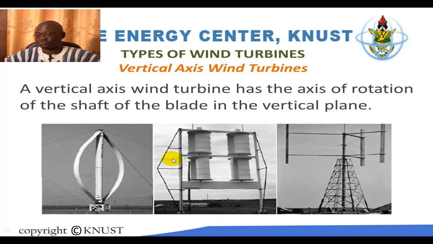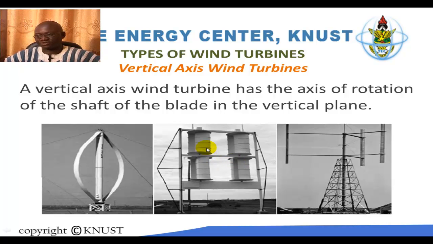And this one too, you have four vertical axis wind turbines arranged on a platform. These ones are called the Savonius type of wind turbines. And then there's a Giromill type of wind turbine. So these are some of them. There are other different types of models that have been designed and perfected over time.